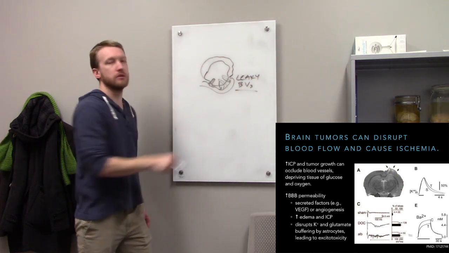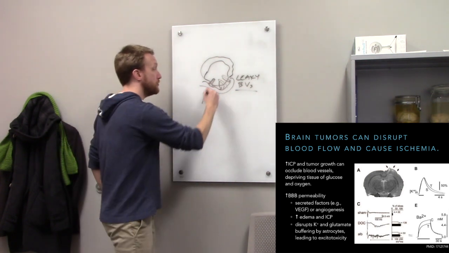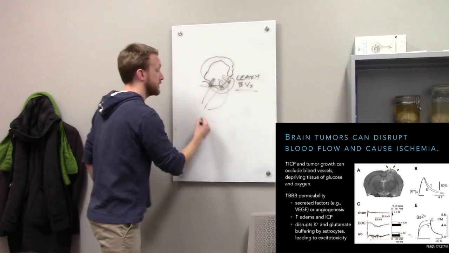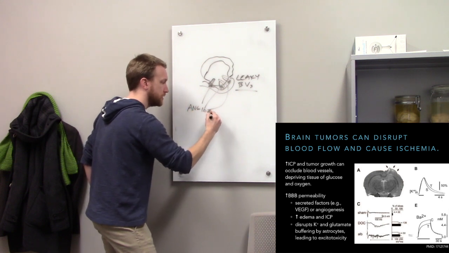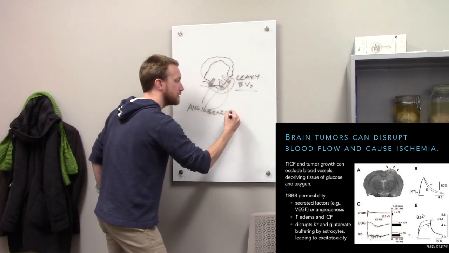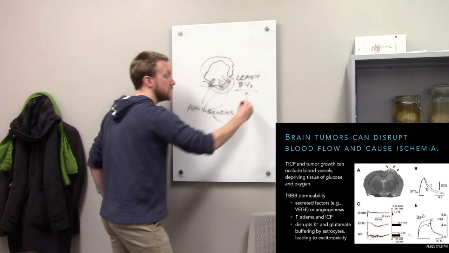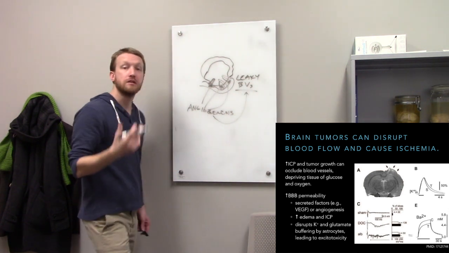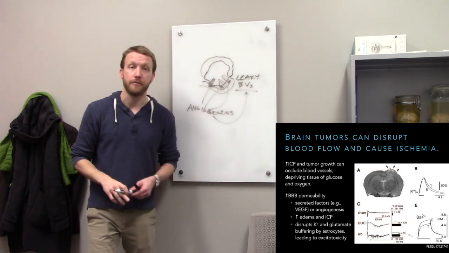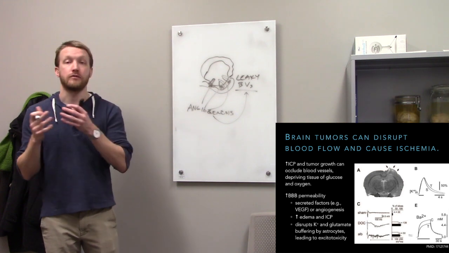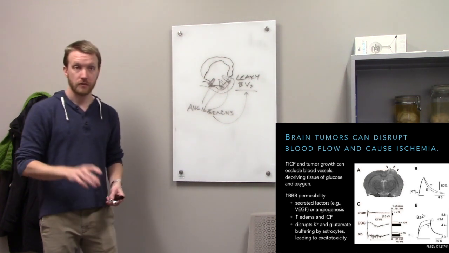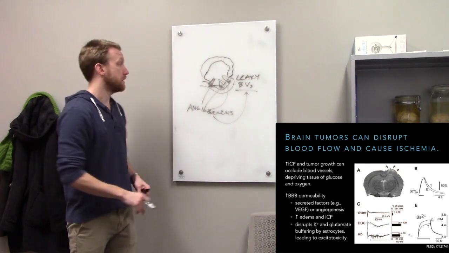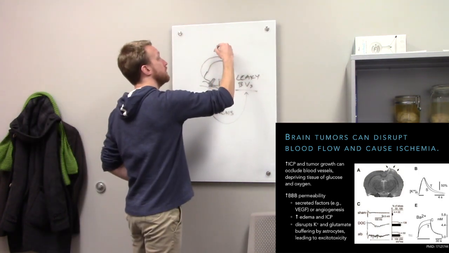They don't make a blood-brain barrier. So these new blood vessels here, after the tumor stimulates angiogenesis, that creates the leaky blood vessels. And since we don't have a blood-brain barrier, it becomes easier for toxic substances from the blood to enter the brain. One of those substances is albumin.